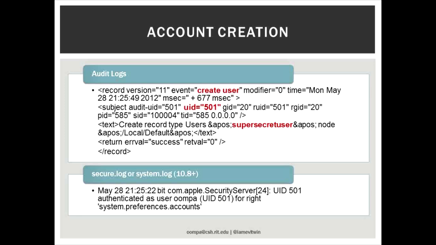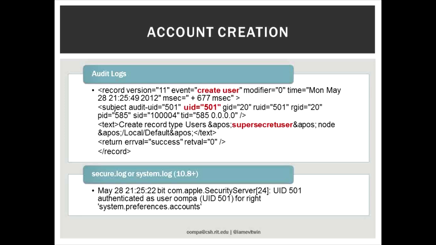And in the subject token, we can see that the UID that created the user is 501. So likely the first non-admin account on the system. We can see that the user account created was called super secret user. So a lot of good information there.